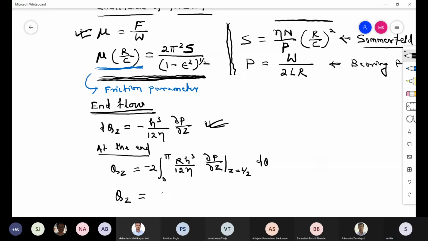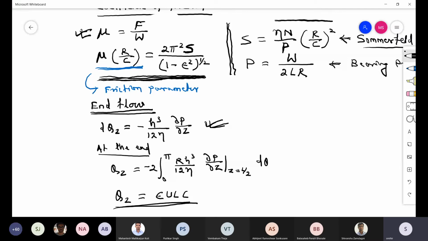Qz equals epsilon U L C. So this is the expression for end flow. Okay. So that is all for narrow bearing. So we have seen in the last pre-recorded class the infinitely long journal bearing, and today we saw the infinitely short journal bearing or narrow bearing. Okay.